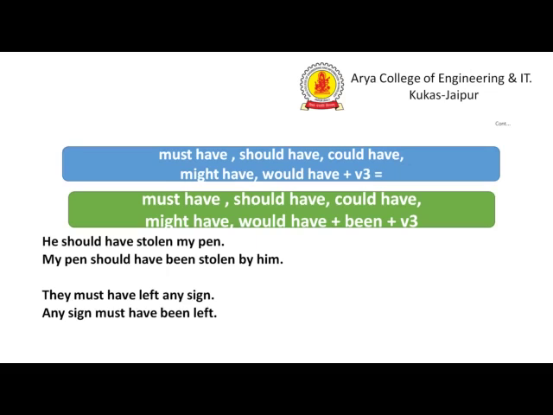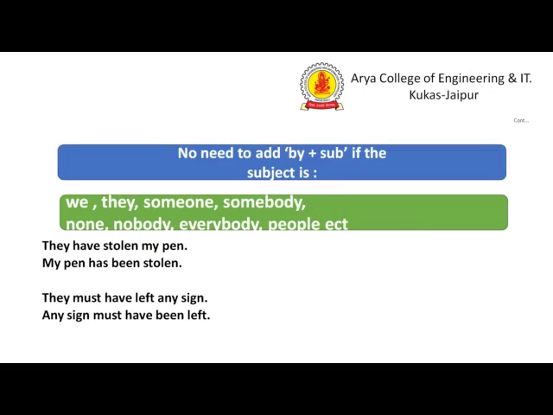In this sentence, we are applying the rule: subject plus has/have plus been plus verb's third form, and before that, according to must or should, we have to add that word, and after that, have plus been plus verb's third form. So this is the way we have to sort this.